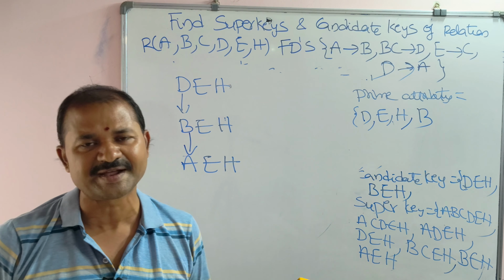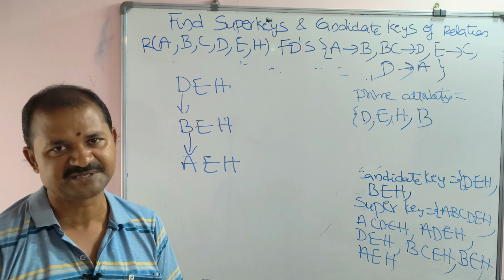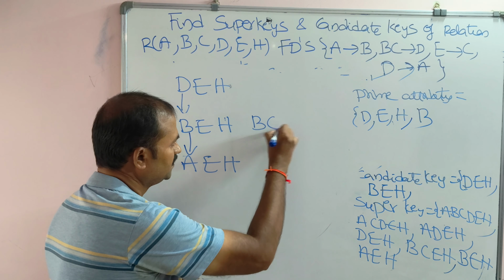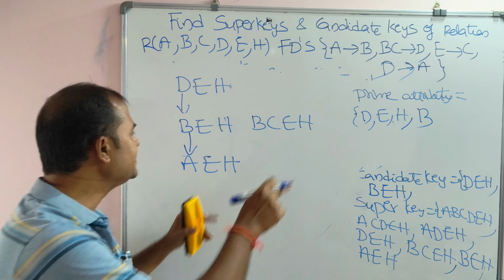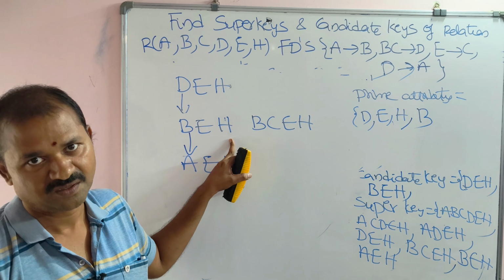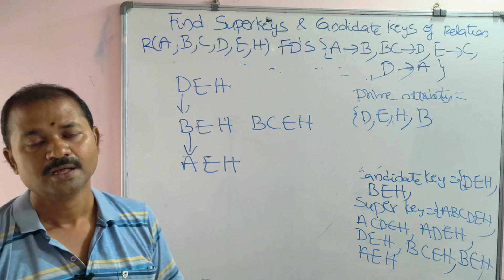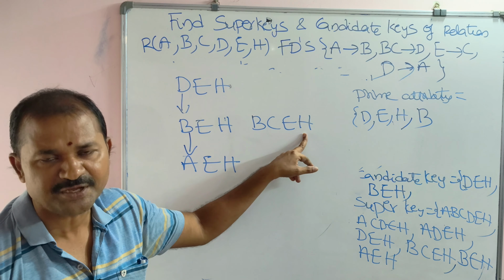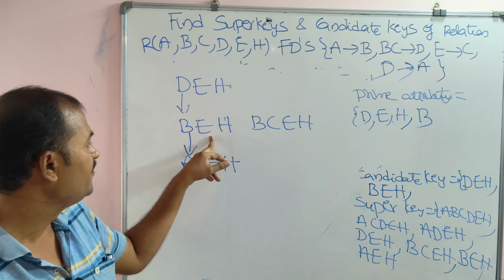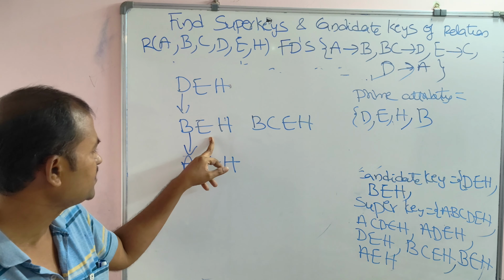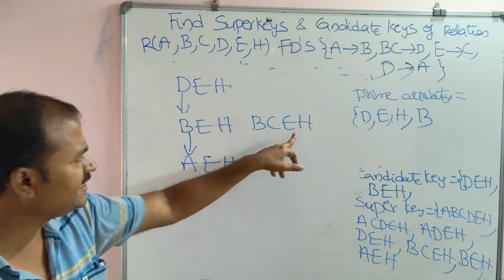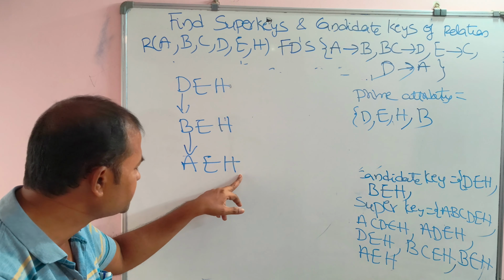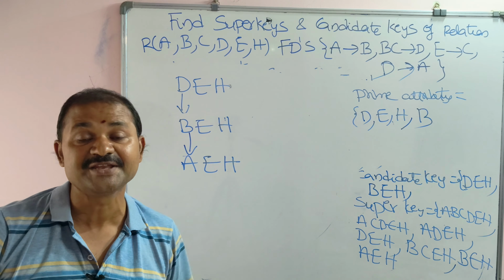So simply we have to determine the proper subsets. Whereas if we take the previous one, that is BCEH, we can reduce BCEH to BEH. So that's why we calculated BEH closure. It contains all the attributes. It has 4 attributes, whereas this has 3 attributes. So that's why we say this is the candidate key rather than that one. But here, unfortunately, this AEH can't be reduced further.